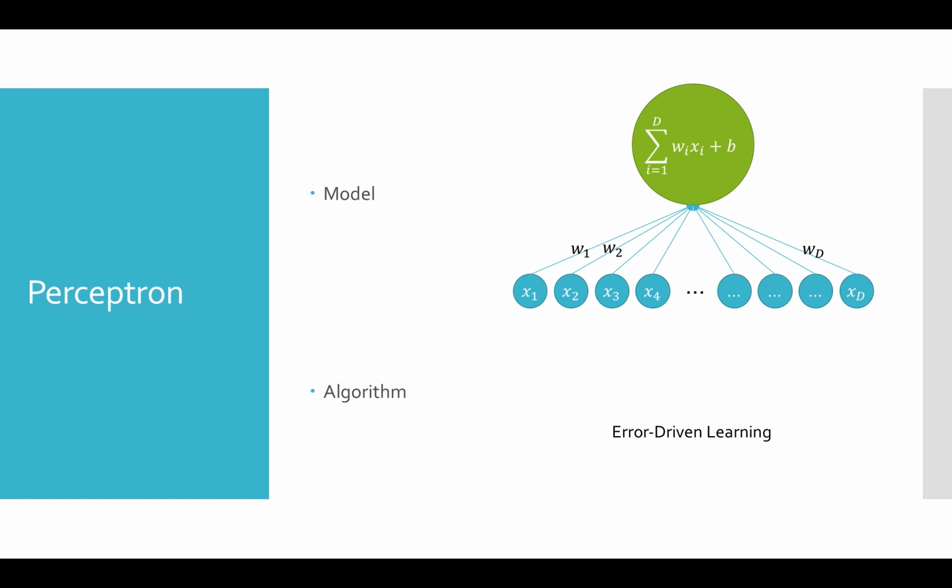The perceptron is both a model and an algorithm. Unfortunately, it's poorly named in that way. The idea is that the perceptron really is just a single neuron with weights attached to it, okay? And the inputs correspond to the number of weights. And the algorithm is usually called the perceptron algorithm, and it's an error-driven learning algorithm.